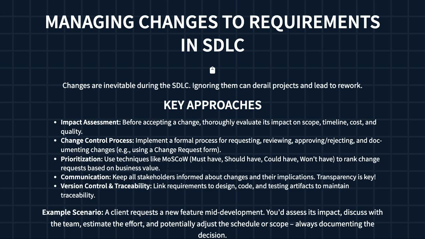Then, using a formal change control process, like a change request form, you evaluate if it's worth pursuing. Prioritization techniques like methodologies can help you focus on what's truly important. And most importantly, keep everyone in the loop. Finally, linking requirements to the different stages of development through version control ensures everything stays connected and traceable.